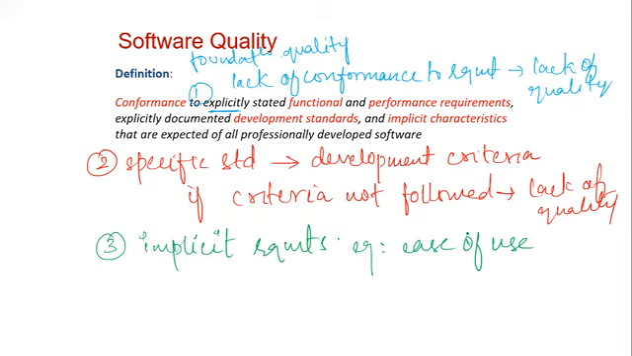So if the software conforms to the explicit requirements but does not conform to the implicit requirements, then again software quality is suspect. That is, it is not met. You should be following the explicitly stated requirements and also the implicitly stated requirements.